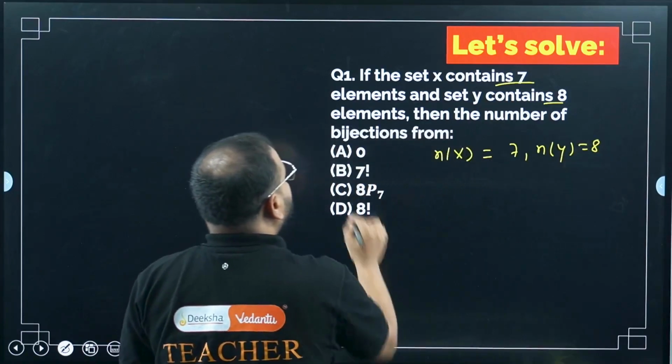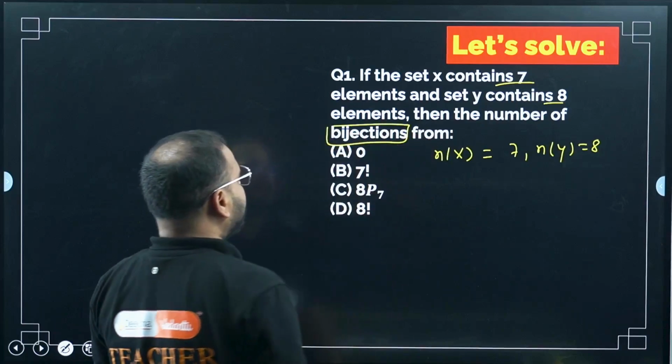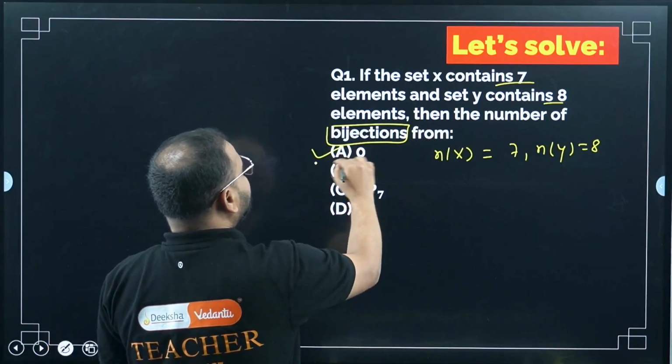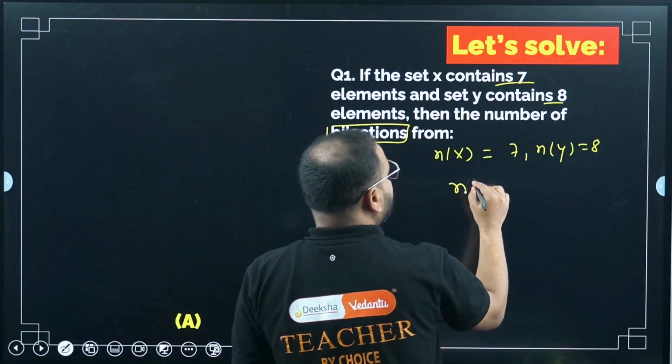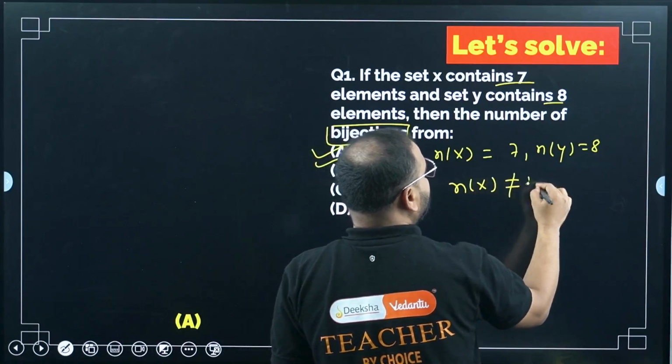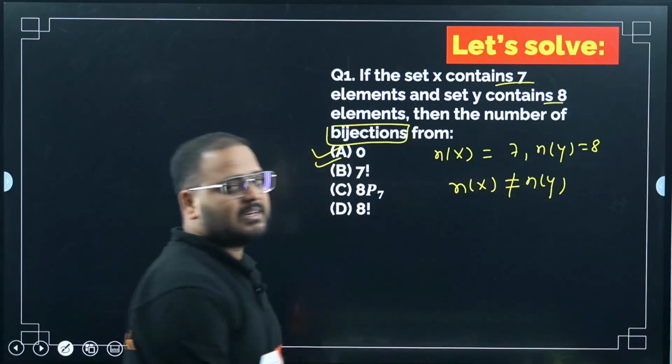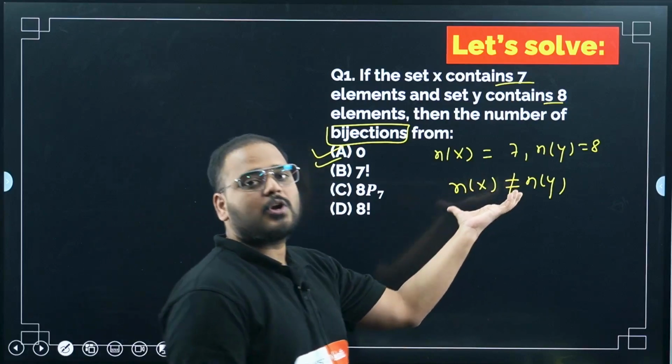They are asking for what? Number of bijections. So we can't get any answer for this. The answer is A, right? Why is it A, sir? Because n of X is not equal to n of Y. For the bijections to be present, what has to be there? n of X has to be equal to n of Y.